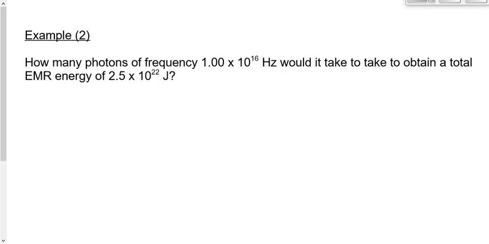Next example, number 2, says how many photons of that frequency would it take to obtain a total EMR energy of 2.5 times 10 to the 22 joules? How many photons? What's the number of photons? What do you do when you're looking for a number of something? I see a couple of you looking over here at the always do list on the board. When you're looking for a number, what do you do?